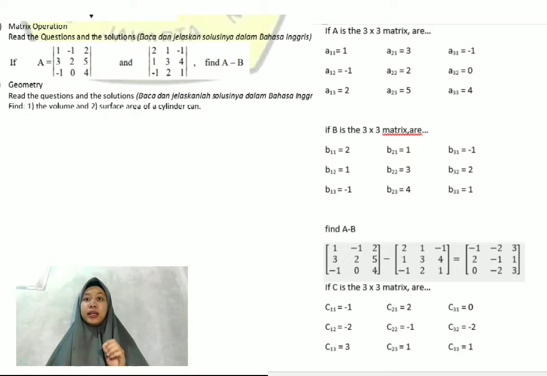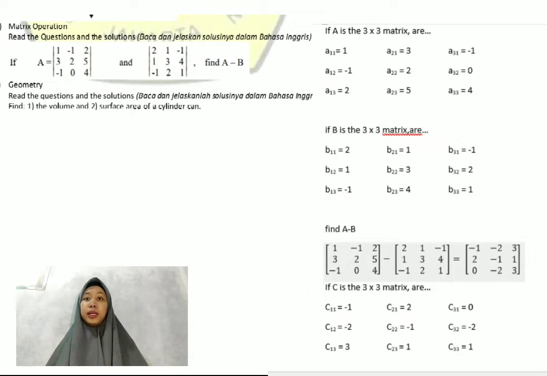If A is the 3 times 3 matrix, A subscript 1,1 equals 1, A subscript 1,2 equals minus 1, A subscript 1,3 equals 2, A subscript 2,1 equals 3, A subscript 2,2 equals 2, A subscript 2,3 equals 5, A subscript 3,1 equals minus 1, A subscript 3,2 equals minus 2, A subscript 3,3 equals 4.